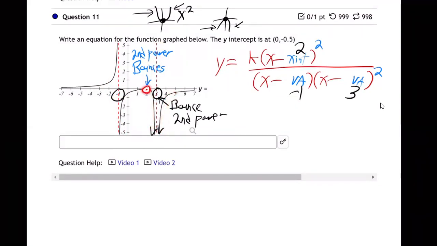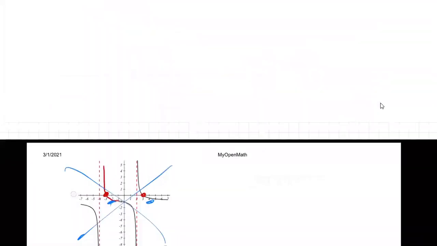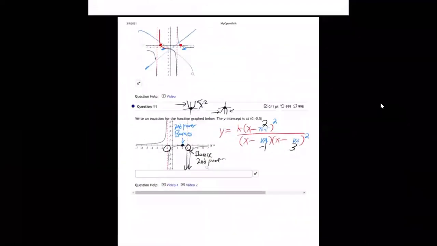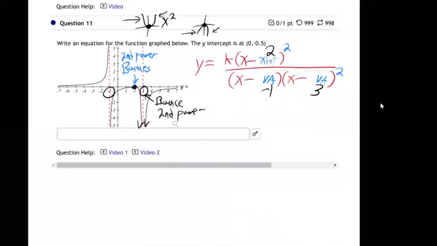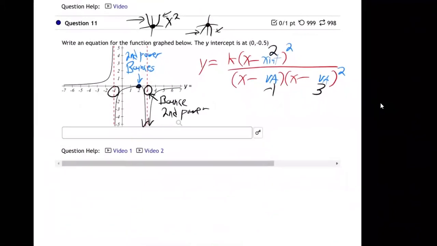So just like this dot here is a bouncing x-intercept, meaning they both go on the same side of it, this is a bouncing vertical asymptote. They both go on the same side of it. So it has to be second power. That's super tricky. We don't normally have that. That's what we have to pay attention to. Okay, so then what becomes of it?